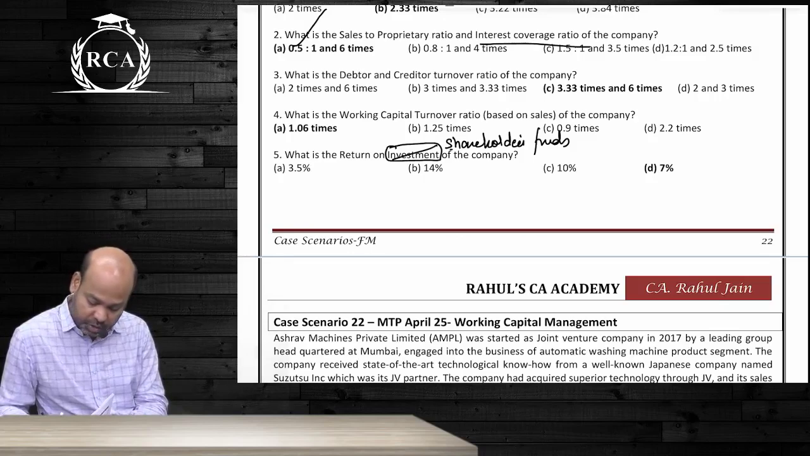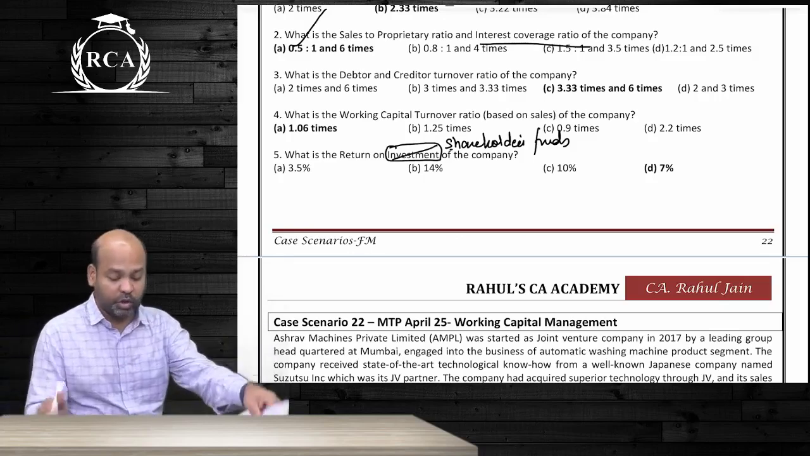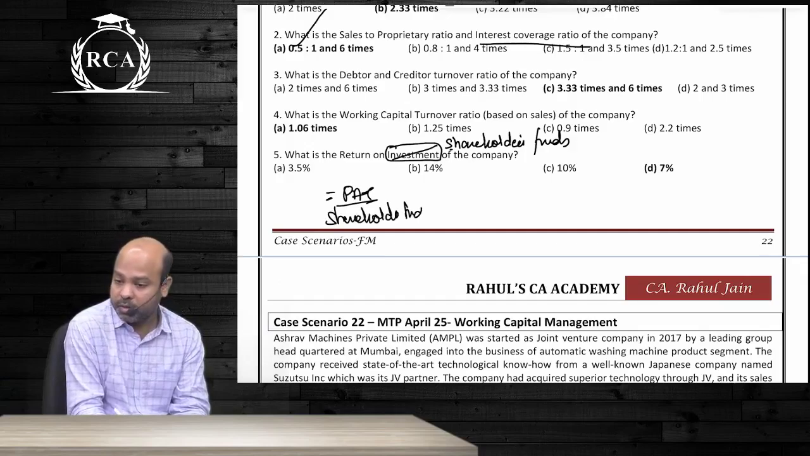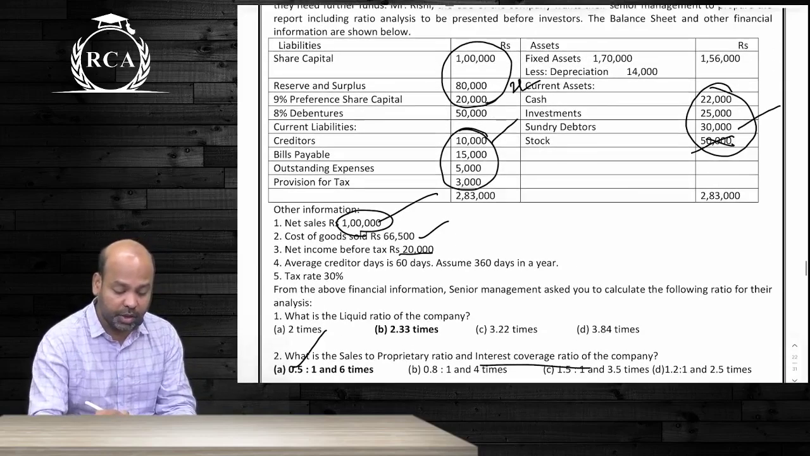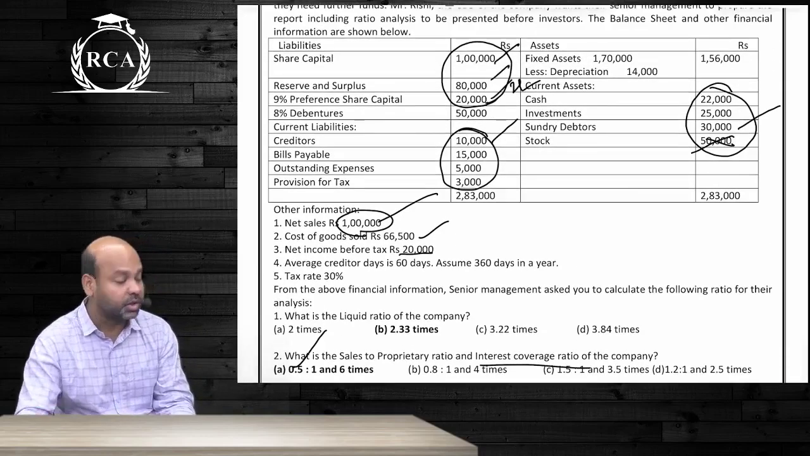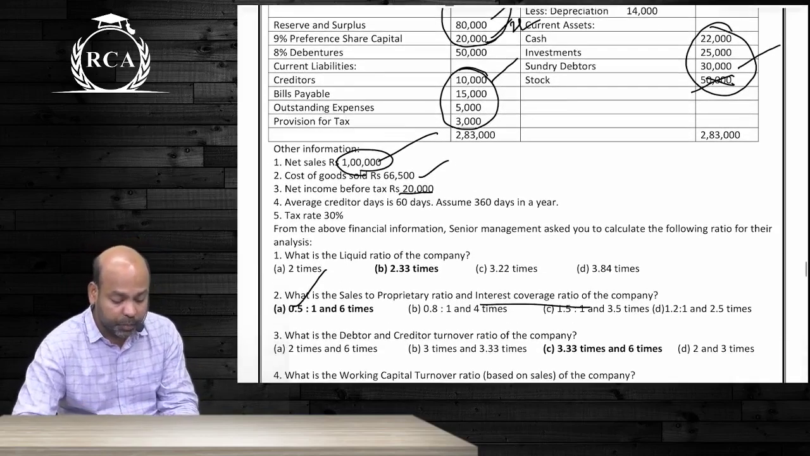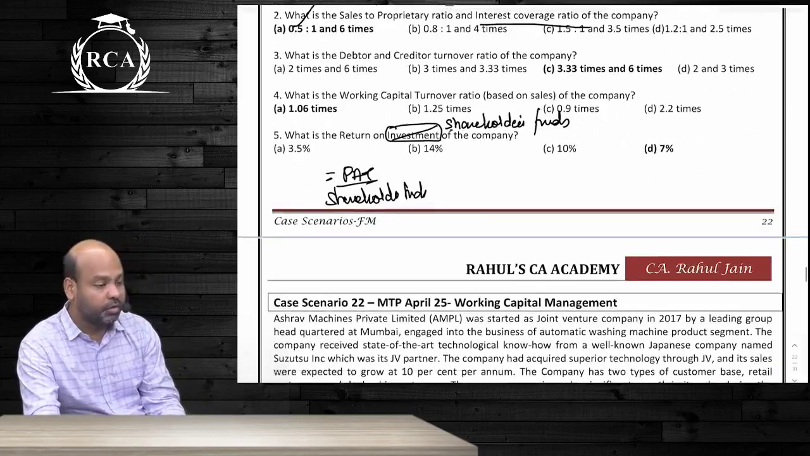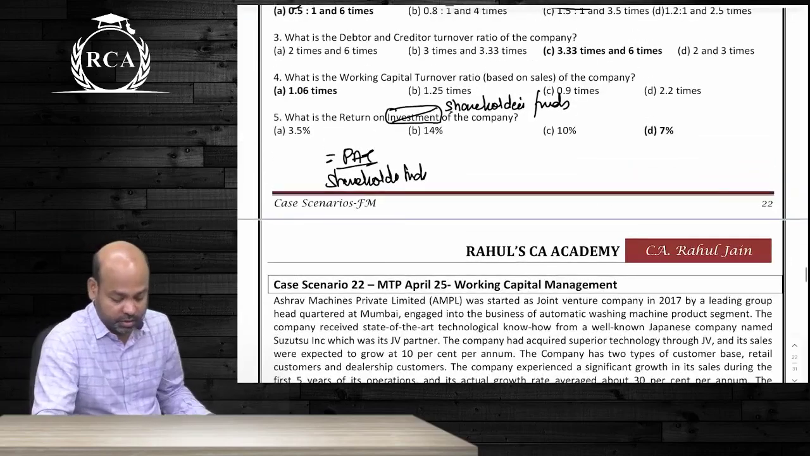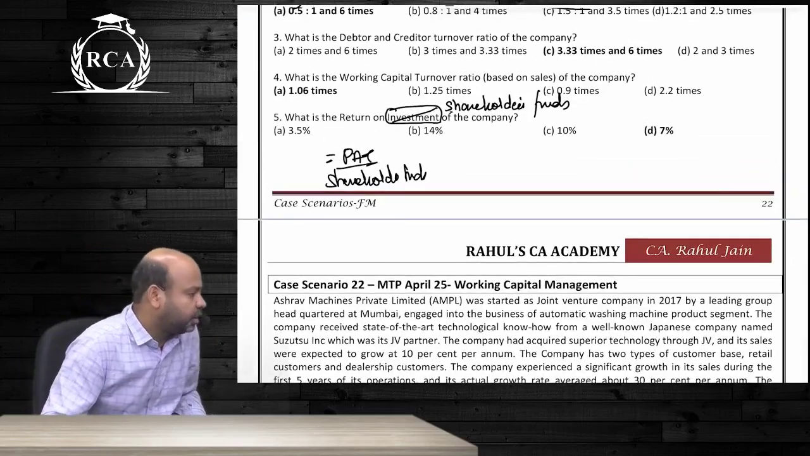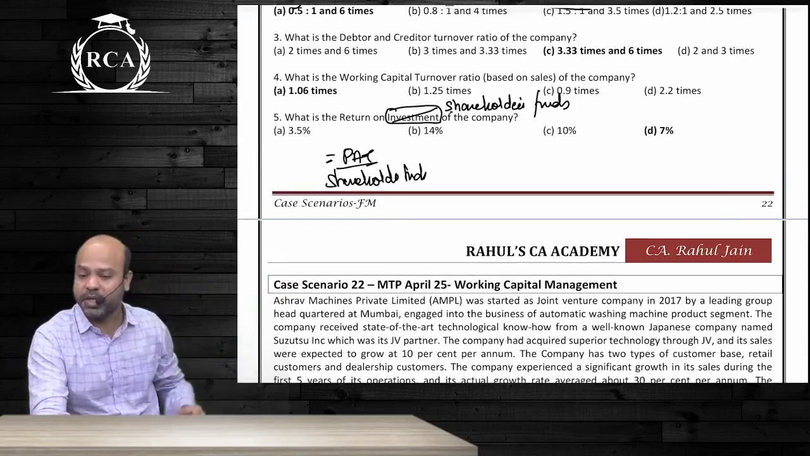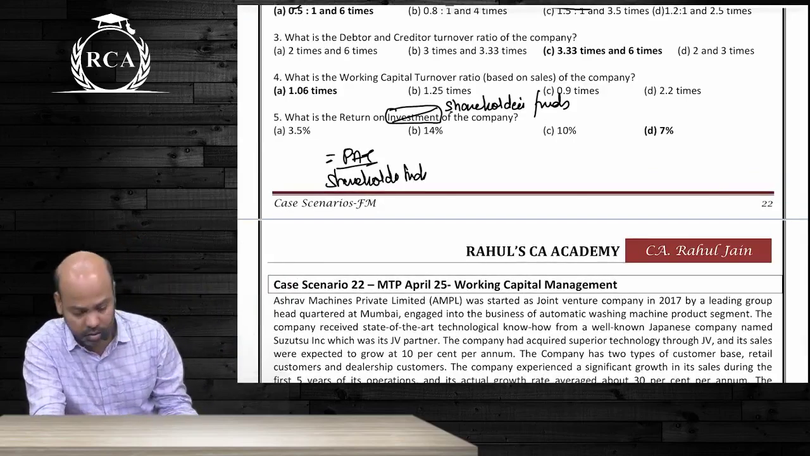Return on shareholders' funds, guys. You will have to compute that as what, beta? Profit after tax divided by shareholders' funds. Shareholders' funds we already know, beta. 1 lakh, 80,000, 20,000, 2 lakhs. Profit before tax was 20,000. From that remove 30%. 14,000 divided by 2 lakhs. 7%. That's the answer. Are we clear, guys? Very simple question, but I'm not doing it. Are we clear about it? Next, guys.